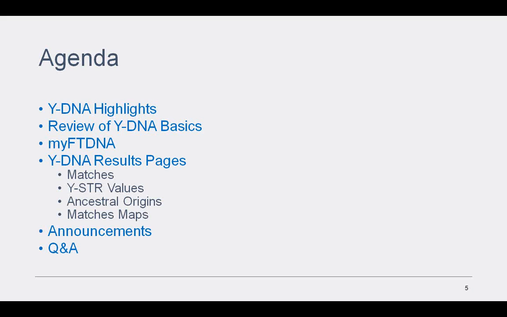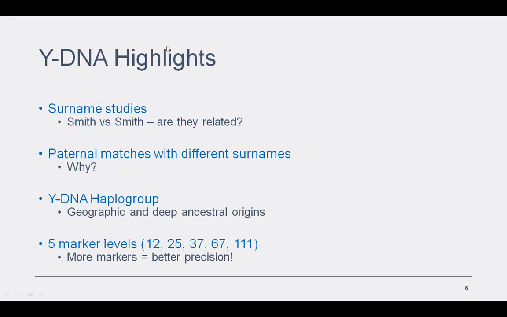And then we will go into several of the Y-DNA results pages. We're going to take a look at our matches. We're going to take a look at the YSTR values. That's the actual lab results. We will take a look at the Ancestral Origins page, and we'll also look at the Matches Maps page. And then we will have some final announcements and our final Q&A. So this presentation should take approximately an hour, give or take, from here.